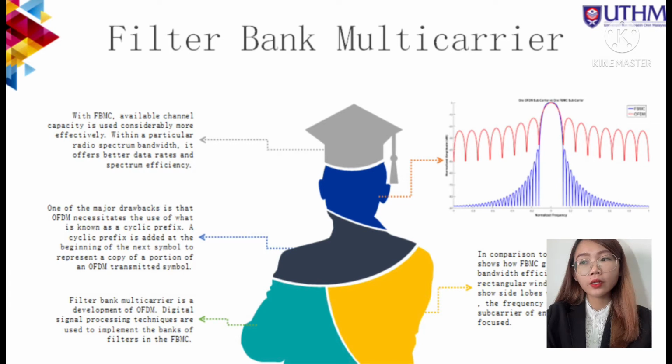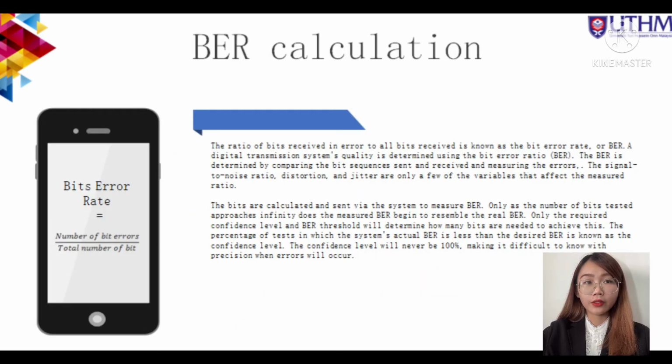Due to rectangular windowing, the OFDM system shows side lobes, while in the FBMC system, the frequency range of a single subcarrier is where energy is being focused. Next is the BER calculation.